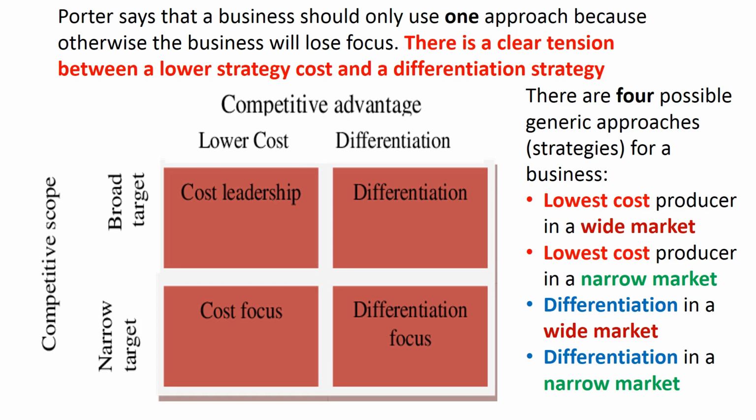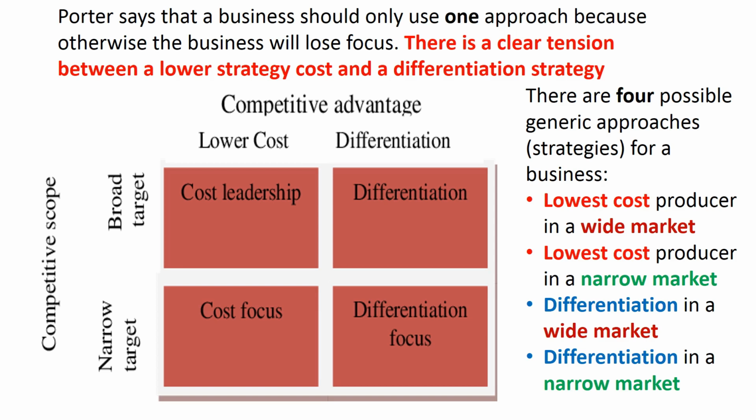For our purposes, the key point that I want to make is that there is a clear tension between adopting a lower cost strategy and a differentiation strategy. In the case of a lower cost strategy, you are seeking to appeal to price-conscious customers. So your focus will be on producing mass-produced, standardized products because they are cheaper to produce.